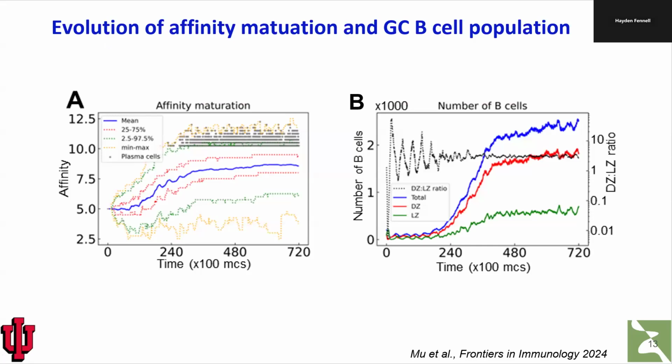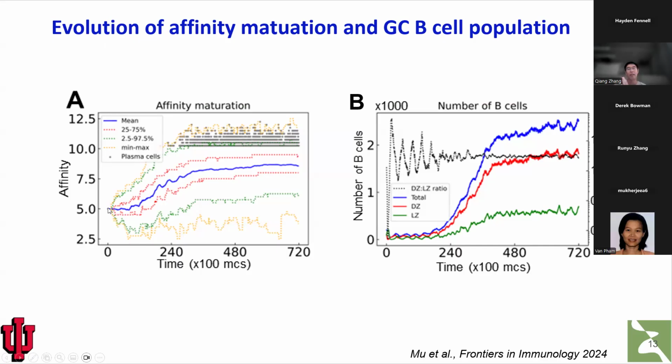Okay, so here shows you how the affinity maturation occurs. For this simulation, we're starting all these B cells with an intermediate affinity level, about 5, right? So they are starting at 5, but over time, through somatic hypermutation, some B cells will start to have a higher affinity, and some other B cells will have a lower affinity. So you can see the affinity will start to diverge, all right?